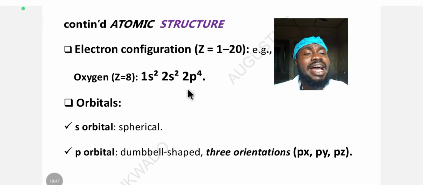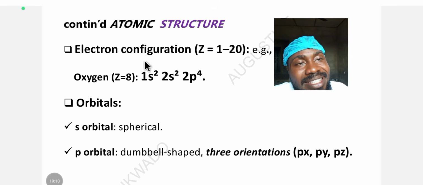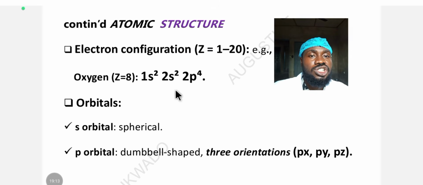To know that you use the atomic number to find the electronic configuration of elements, you are going to count all these exponents, all these raised powers here. Add all of them together, you are going to get the atomic number of the element. That's 1s2, 2s2, 2p4. That's this plus this, this plus this. That's 8, so 8 is the atomic number. That's why this is the electronic configuration of oxygen and oxygen alone.